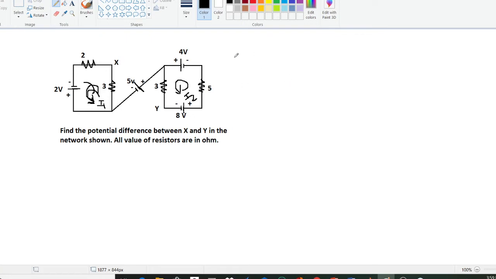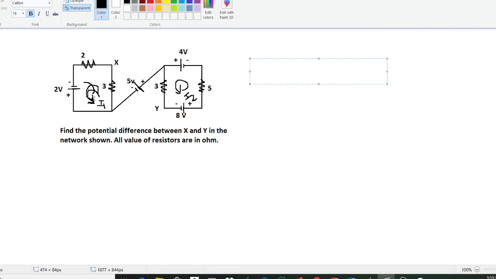First, if you look at mesh 1, applying KVL in mesh 1, we can write: if we start from here, minus 2 plus... since the current is entering in the negative and leaving from the positive, here we will consider 2, and again minus 3I1 and minus 2I1.